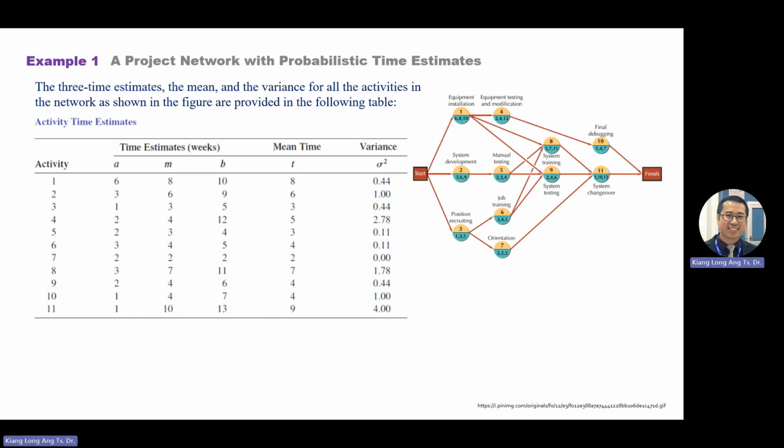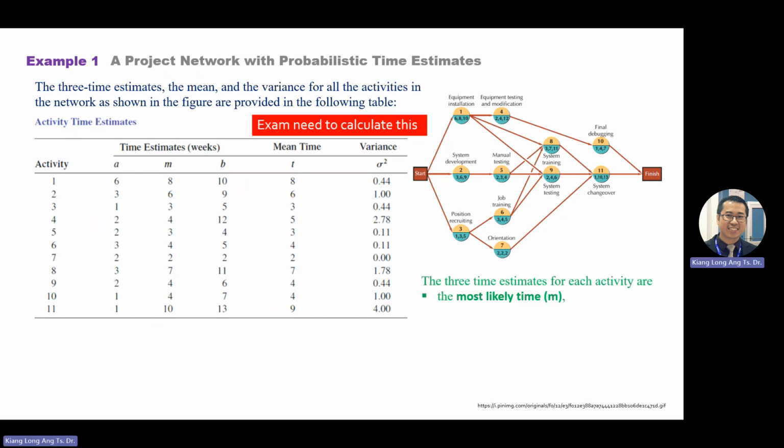Same with the variance. So variance for activity 1, you write this one. Variance equals sigma squared, which is (B minus A) over 6, squared. So B minus A, you write 10 minus 6, divided by 6, squared, and you get 0.44. Okay, so I just highlight there.